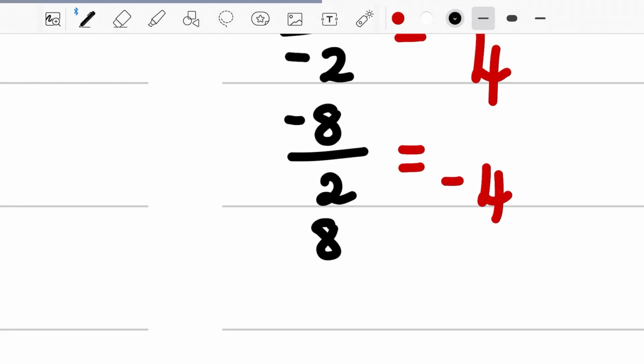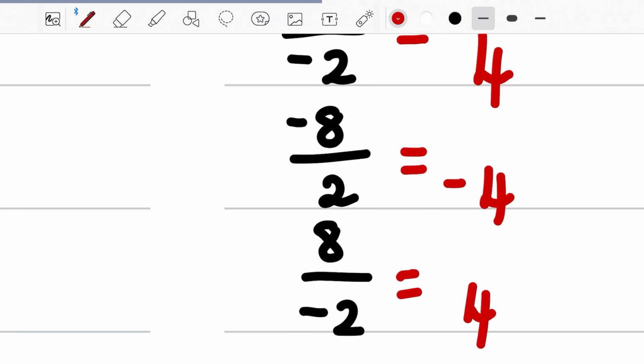Finally, let's try 8 divided by minus 2. So again, 8 divided by 2 is 4, right? In this case, 8 is positive, sorry, and 2 is negative. So the sign of your answer is negative 4. Okay, since the signs are different. It does not matter if the numerator is negative and the denominator is positive, or if the numerator is positive and the denominator is negative, your answer overall will be negative, and you divide the numbers as if they were positive.